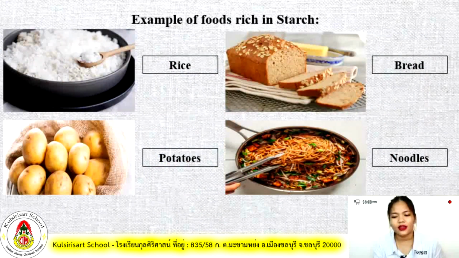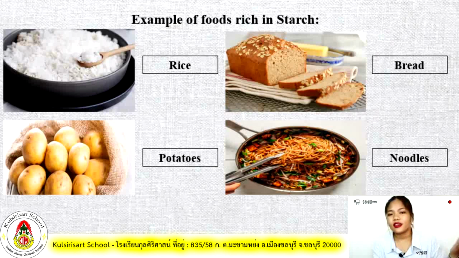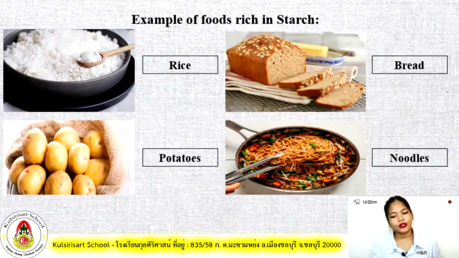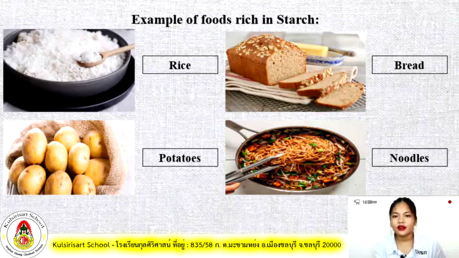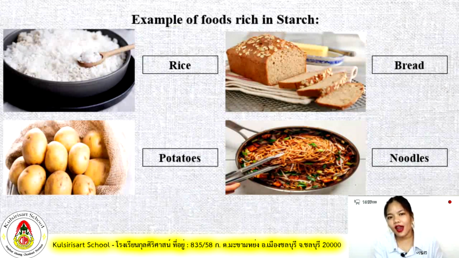Now the next one, I have here with me examples of foods rich in starch. Okay, so we are already done giving examples of food rich in sugar. Now we have here examples of foods rich in starch. So I have here with me rice. Rice is a food that is rich in starch. That's why we eat it every day, because it's rich in starch and it gives us enough energy, enough carbohydrates, to last us a day.